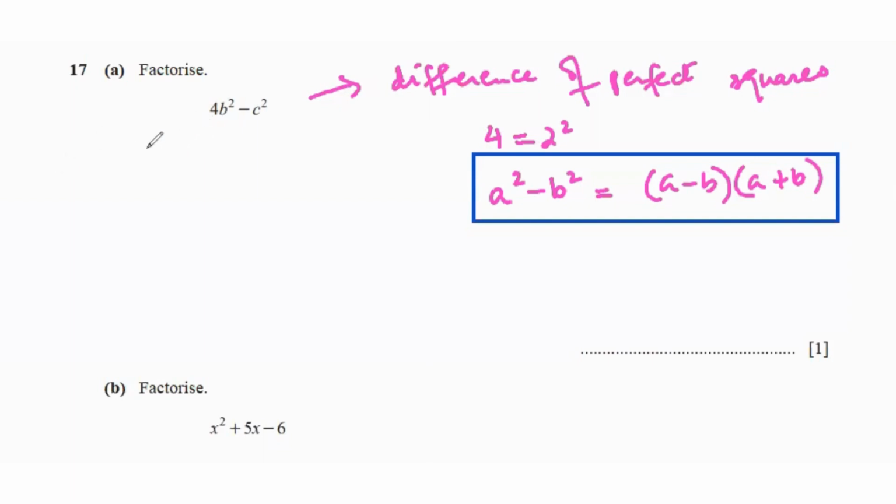4b square can be written as 2b whole square, and c square, which can be written as 2b minus c times 2b plus c. You can write 2b plus c before or 2b minus c before. It's the same thing, there's no restriction on that.